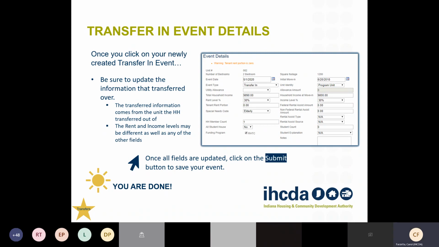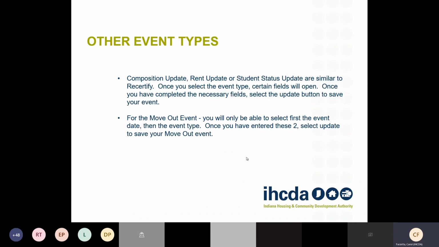Once you've clicked on your newly created transfer in event, be sure to update the information that transferred over. The transferred information comes from the unit, the head of household information. So you just want to make sure that if there's any issues with the head of household information that was transferred, that their information is updated. Once all the fields have been updated, just ensure that you click on the Submit button to save your event, and you are done with the transfer.